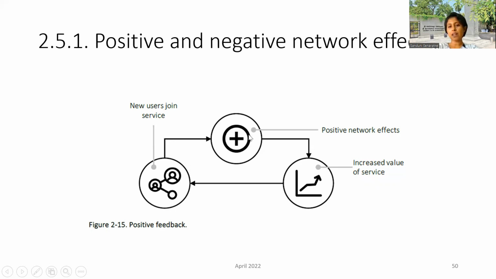Then what happens as a result? It creates positive network effects, which we talked about earlier. Because of positive network effects, the value of the network, the value of this service also keeps increasing. With the increase in this value, what happens? Again, new users keep joining the service. So this is what we call a positive feedback loop or a positive feedback, right? I hope that concept is clearer to you.